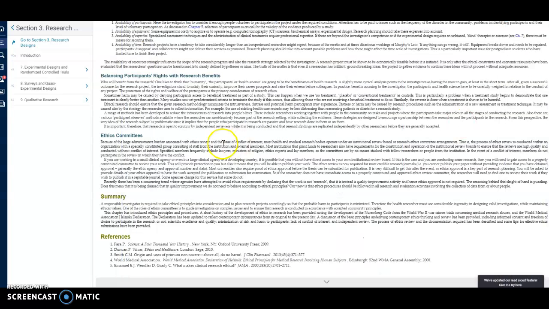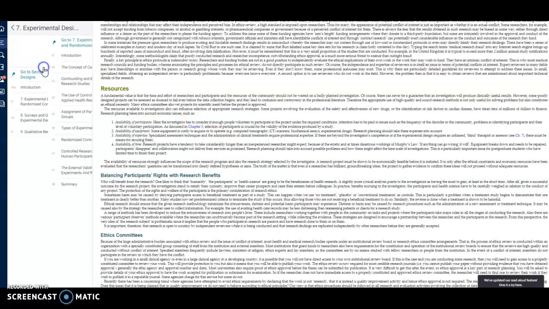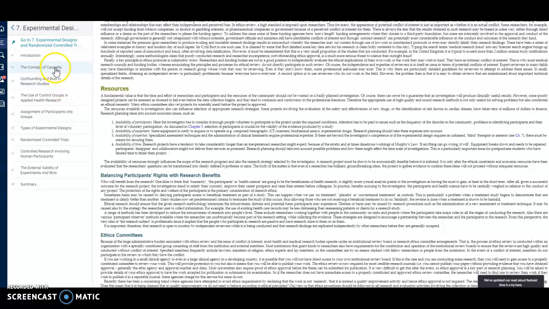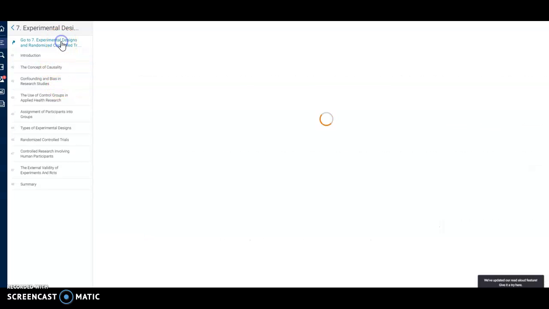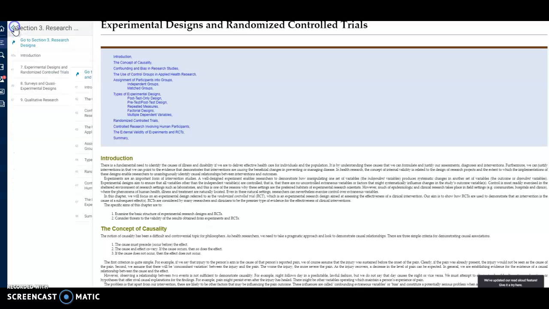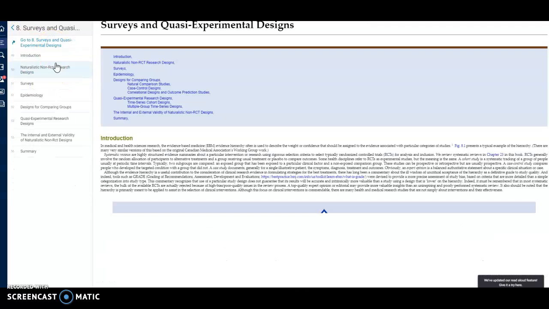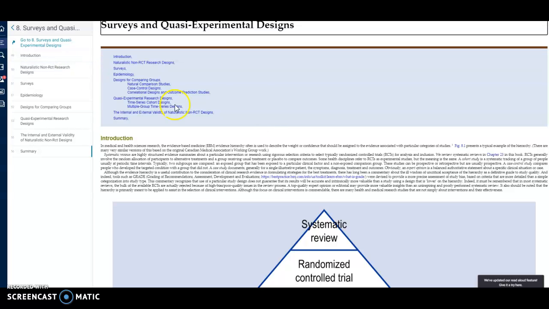So let's first take a look through the different types of research designs. Your book goes into a lot of these: the experimental designs and then the randomized controlled designs, causality, validity, different aspects of validity. Then we look at some different surveys and quasi-experimental designs.